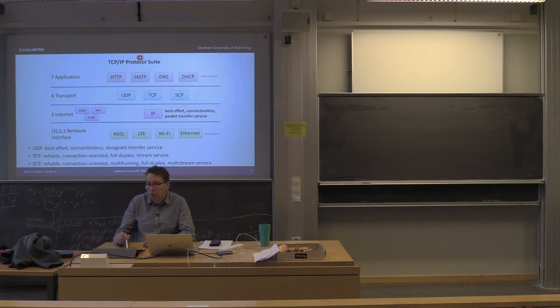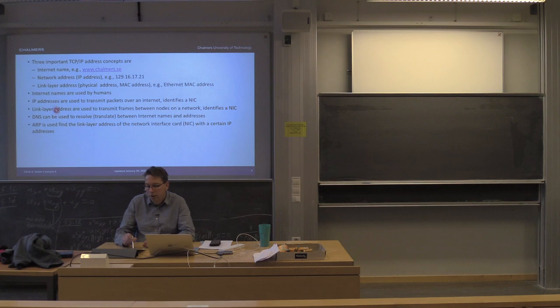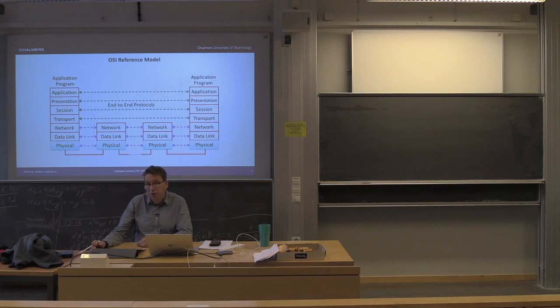We talked about the protocol suites for TCP/IP. And we talked about addressing: internet names, IP addresses, link addresses, DNS and ARP. And we did a long example on how to move an IP packet over several routers from the beginning to the end, right? And we talked about the OSI reference model in more detail. It looks something like this, where we have end-to-end protocols and we have protocols that work over several hops to get from one end to the other end. And what else? Yeah, so that's what we've done.